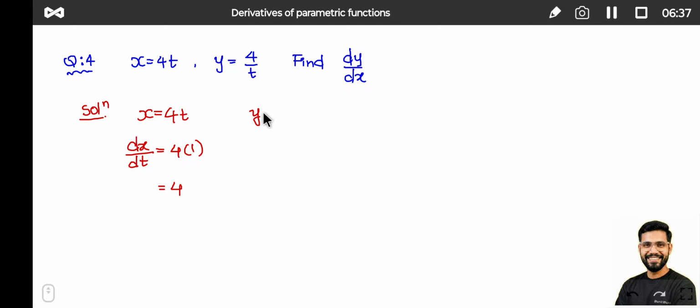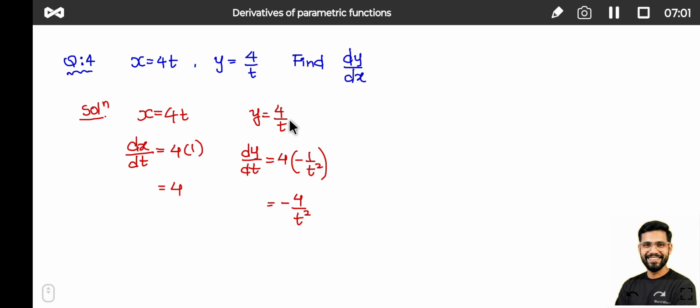On the other side, y is given as 4 upon t. If we take the derivative, we get dy by dt is equal to 4 as it is, and the remaining part is 1 upon t. The derivative of 1 upon t is nothing but minus 1 by t square. So the final answer will be 4 into minus 1 upon t square, minus 4 upon t square. You can remember the derivative of 1 upon t as a formula, that is minus 1 upon t square. Otherwise you can derive it: 1 upon t is t raised to minus 1, and if you apply the formula for the derivative of t raised to n, you will get this answer.